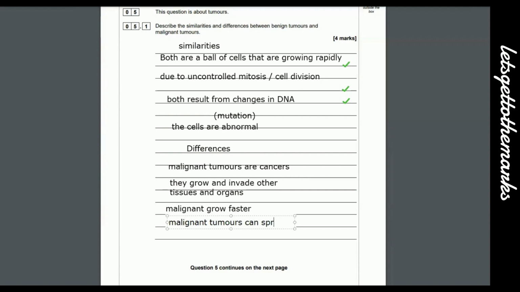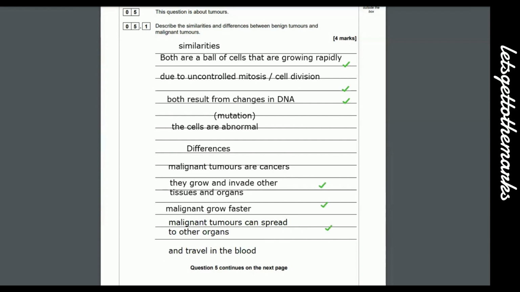tumors can spread. So you can have lung cancer and then it can spread to your liver, spread to your spine, spread to your kidneys. So malignant tumors can spread to other organs or parts of the body. Cool. And they travel in the blood, whereas benign don't. There we go. That's enough differences.